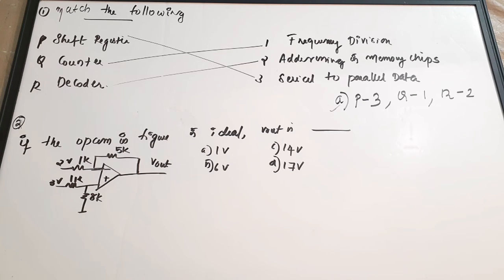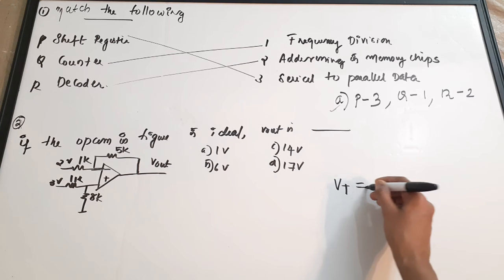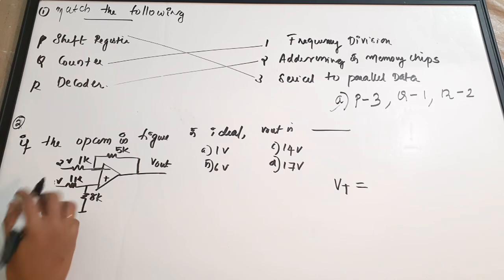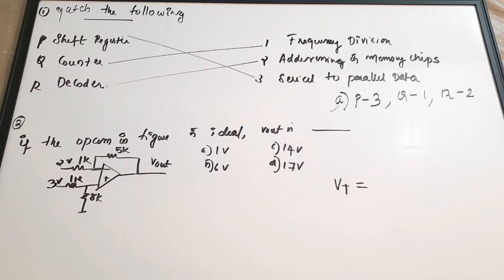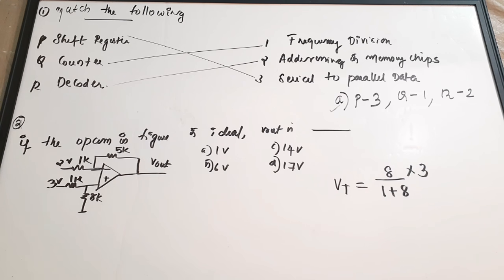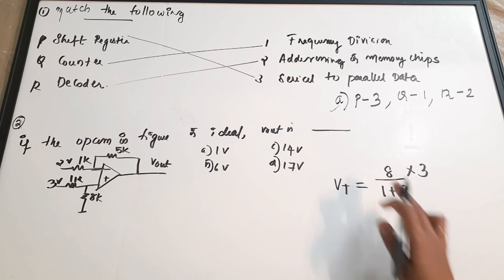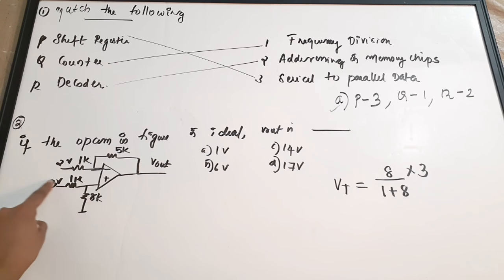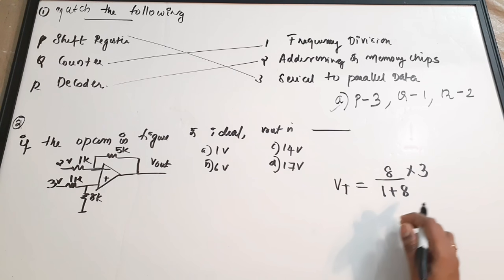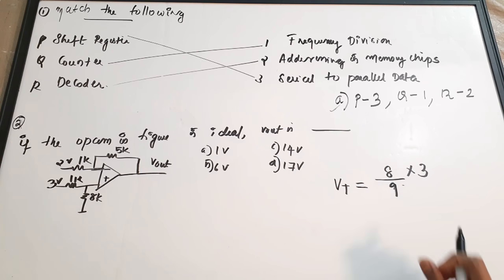So we'll call the voltage coming to the positive terminal V plus. You can see there are two resistors here, and this voltage is 3 volt. This 3 volt applied will be divided across these two resistors, 8K and 1K, so you can apply voltage division. V plus is equal to 8 by (1 plus 8) into 3. This is 8 by 9 into 3, so you can write it as 8 by 3 volt, right?